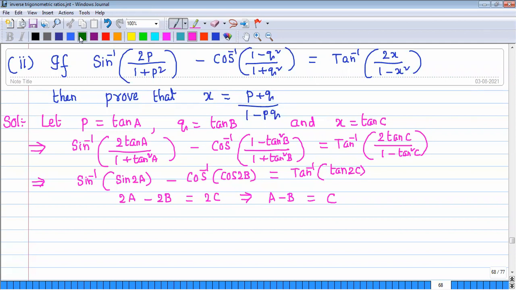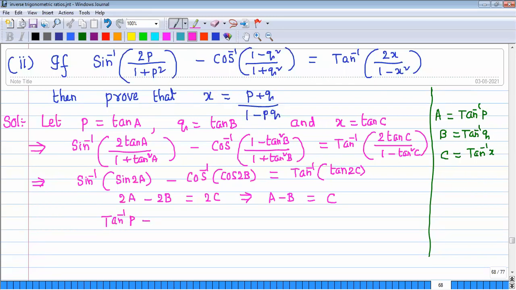If p is equal to tan A, what is A? Now tell me, any idea? Capital A is equal to tan inverse p. That's all, inverse function. What is B? Tan inverse q. C is equal to tan inverse x. Now, what do you write? So we can write tan inverse p minus tan inverse q equals tan inverse x.